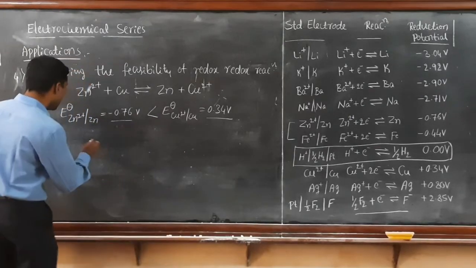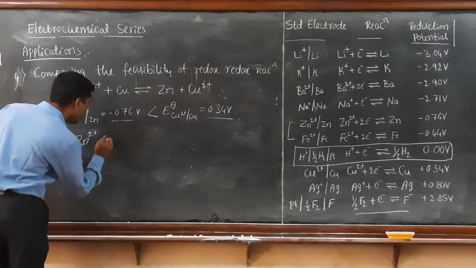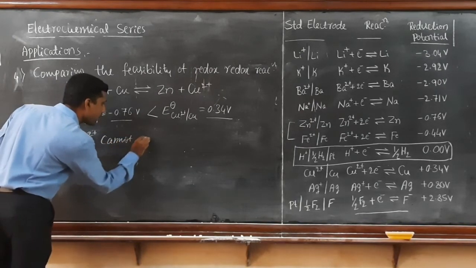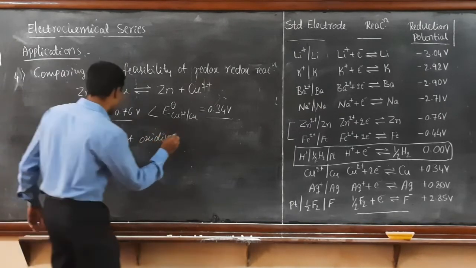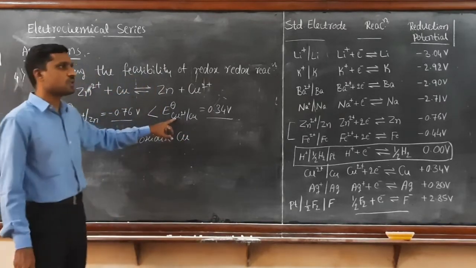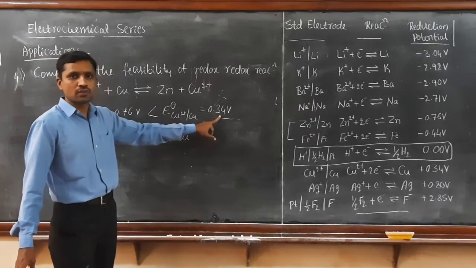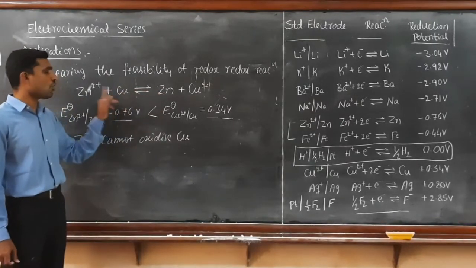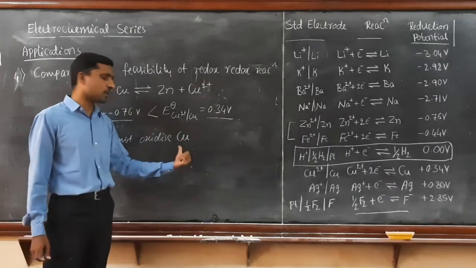So this indicates that zinc ions cannot oxidize copper in this case. Why? Because the reduction potential value of the copper electrode is high. Therefore, the vice versa will take place, meaning the copper will oxidize the zinc in this case, but zinc will not oxidize the copper.